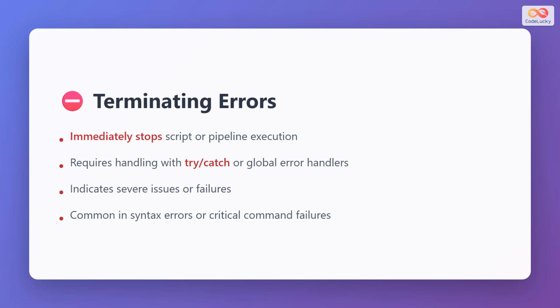Now let's talk about terminating errors, which behave very differently. A terminating error immediately stops your script or pipeline execution the moment it's encountered. When a terminating error occurs, PowerShell halts everything and won't continue to the next line of code. To handle terminating errors properly, you need to use error handling blocks like try-catch or set up global error handlers. Terminating errors indicate severe issues or critical failures that prevent your script from continuing safely. You'll commonly see terminating errors with syntax errors or when critical commands fail and you've explicitly told PowerShell to treat them as terminating.